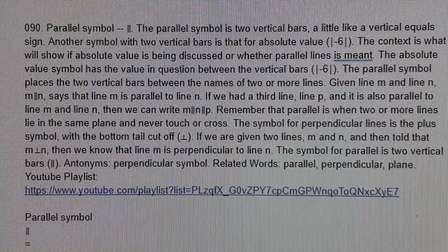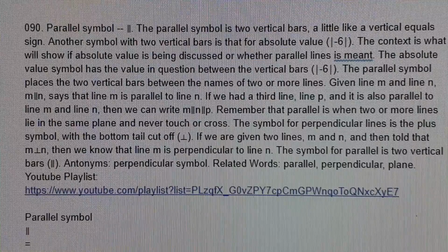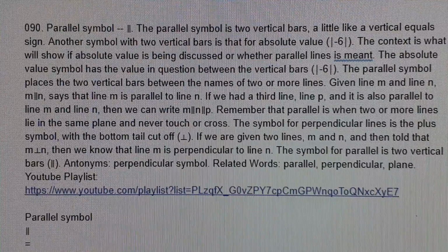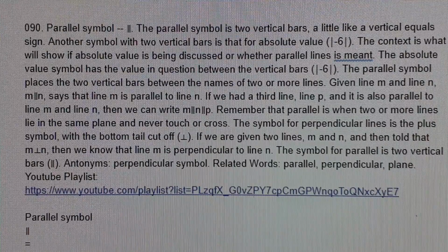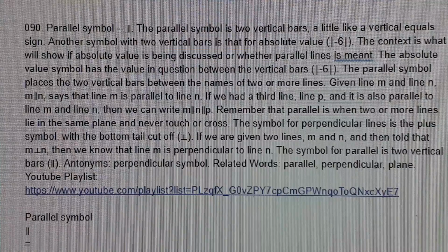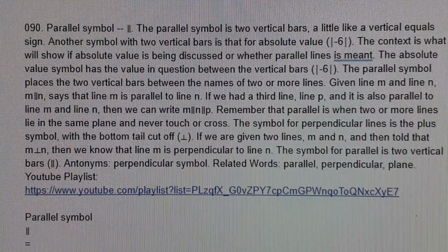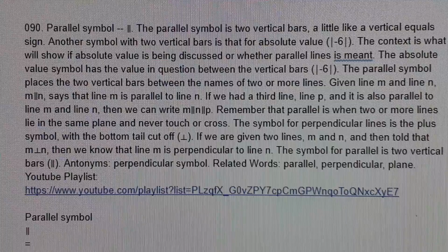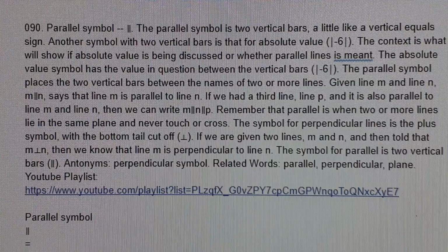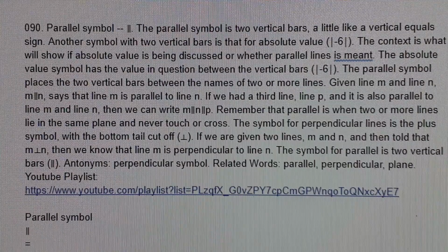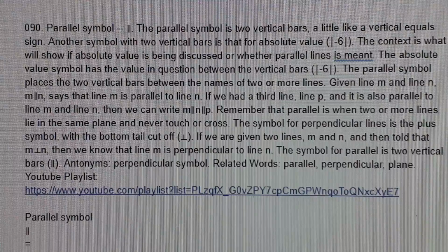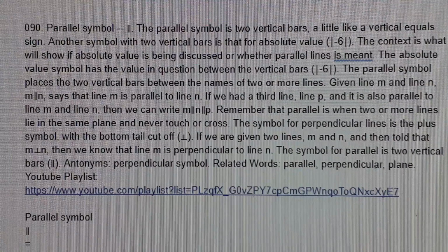Parallel symbol. Two vertical lines next to each other. A vertical equals. The parallel symbol is two vertical bars, a little like a vertical equals sign. Another symbol with two vertical bars is that for absolute value: parentheses, vertical bar, -6, vertical bar, and parentheses.